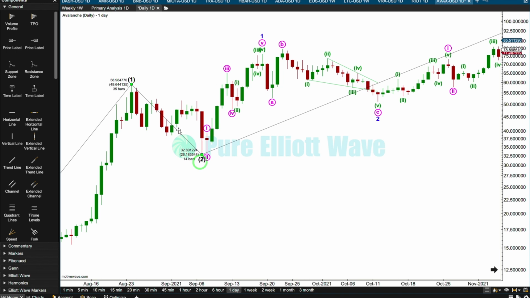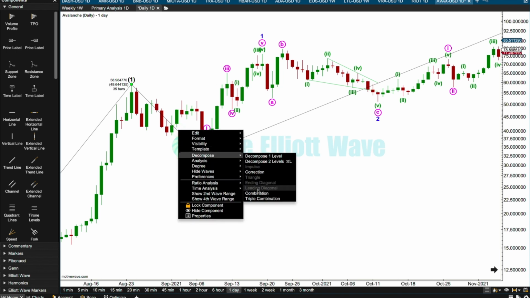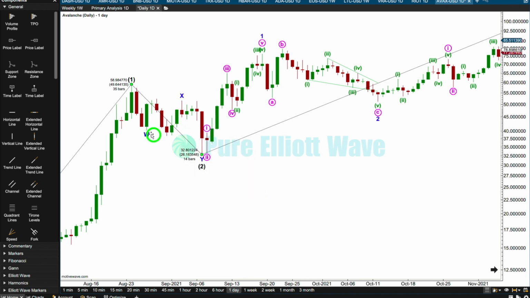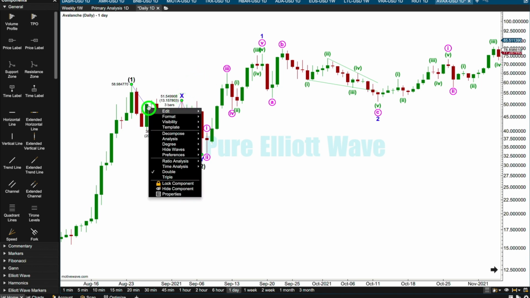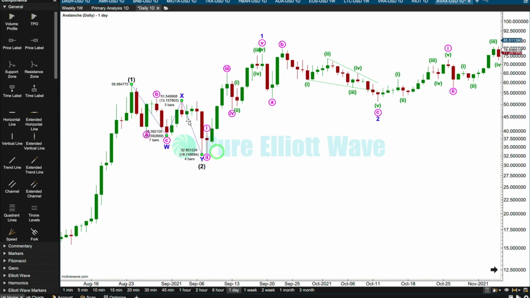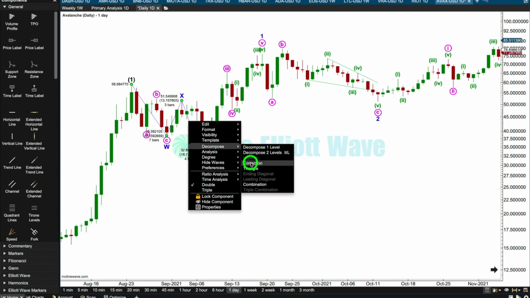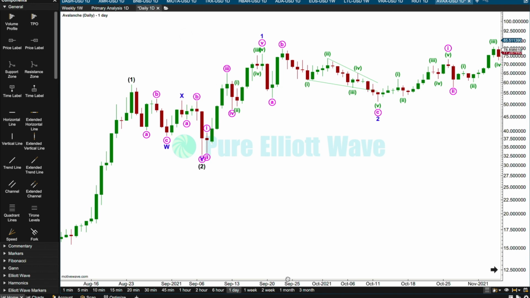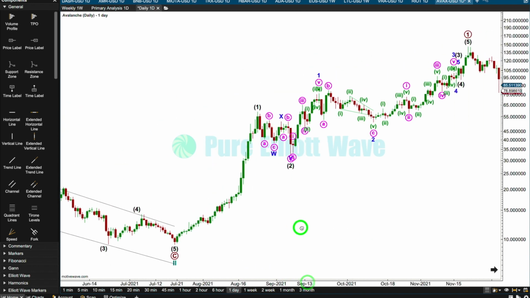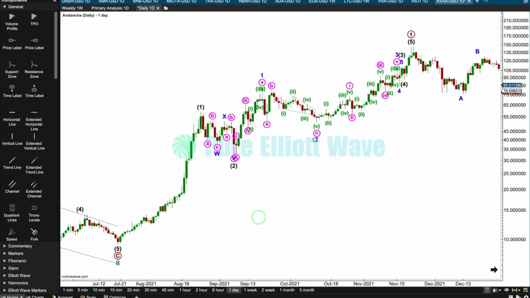I think this is probably a double zigzag. Nope, put that there. Yep, 2 zigzags. Nice. Okay, great. That actually does work. The problem here is the proportion with it. 23 days for minor 2, whereas 1 day for minor 4.